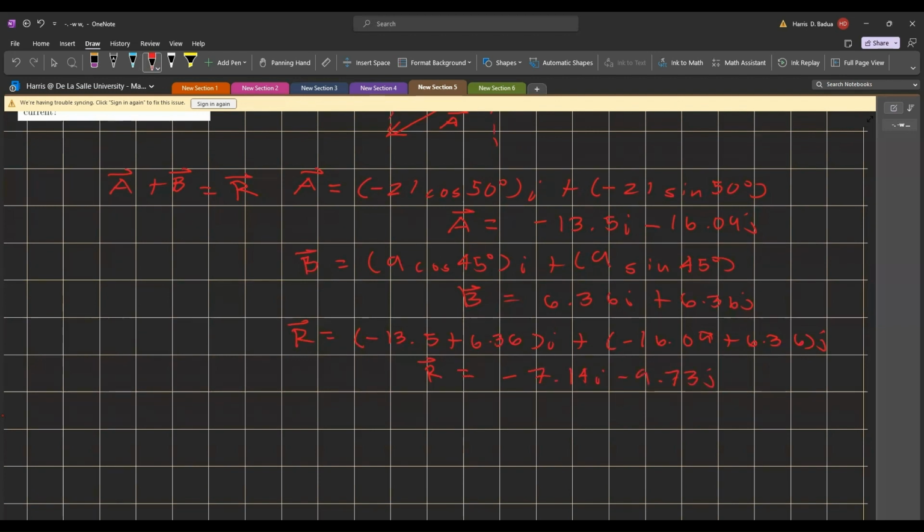j. Then, to solve for the magnitude of vector R, we will just use the Pythagorean theorem. So, negative 7.14 squared plus negative 9.73 squared. So our vector R, its magnitude, is equal to 12.07 kilometers per hour.